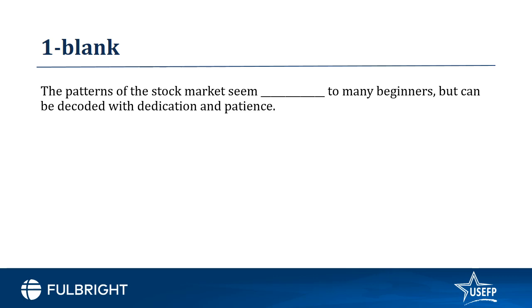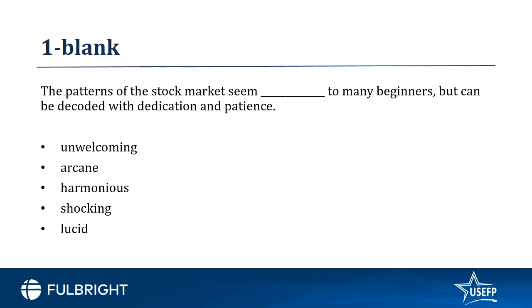We've previously learned that the word but signifies a contradiction in the sentence. That is, we should expect a part of the sentence to go against another part. From the passage, we should be able to figure out that the blank should have a word that talks about the difficulties beginners face, but that this problem can be solved through hard work. Let's look at the answer choices now. So the answer choices are unwelcoming, arcane, harmonious, shocking, lucid. Any guesses? Why don't you take a couple of seconds and write down your answer on a piece of paper?